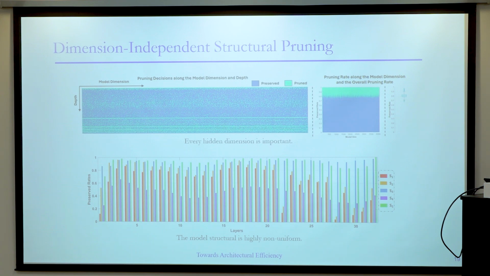In the figure below, we show the model structure across different blocks. This is for the Llama 2 7B model when removing around 50% of parameters. You can see that the model structures are highly non-uniform. And this also corresponds to the observation from the singular value decomposition based methods.